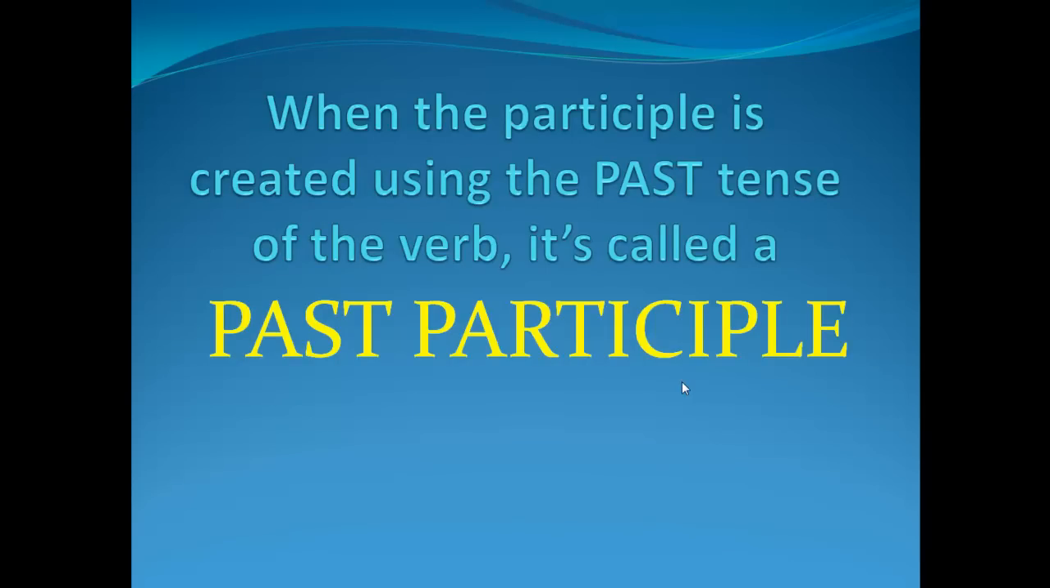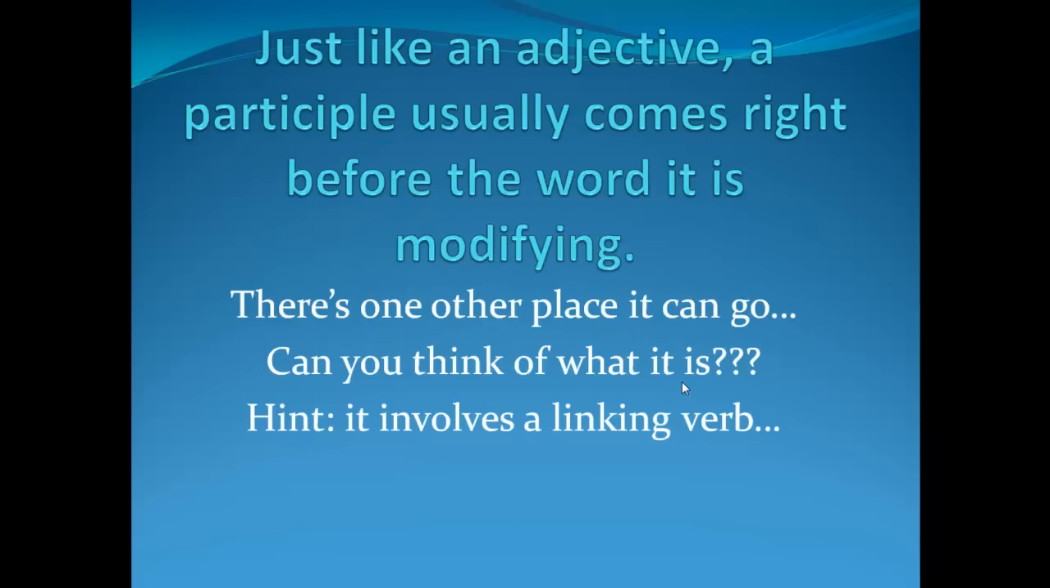When a participle is created using this past tense of the verb, it's called a past participle. Present tense gives you a present participle. Past tense gives you a past participle. Just like an adjective, a participle usually comes right before the word it is modifying. There is one other place it can go.